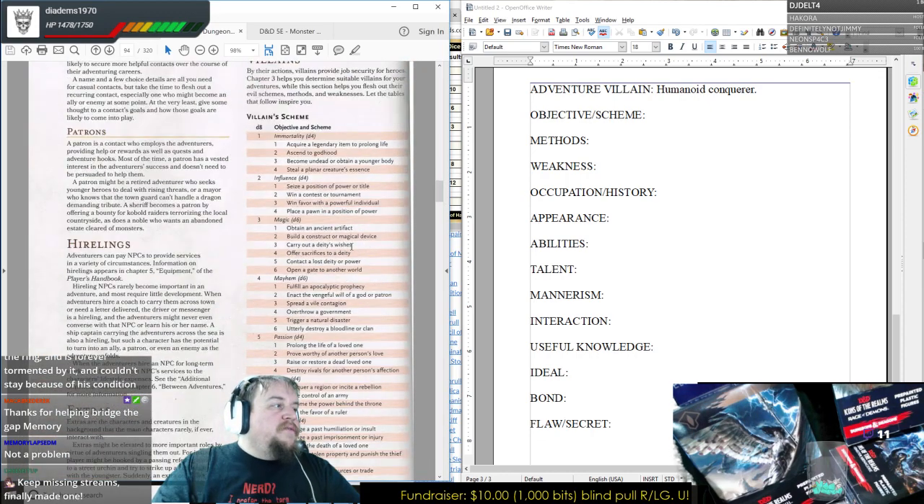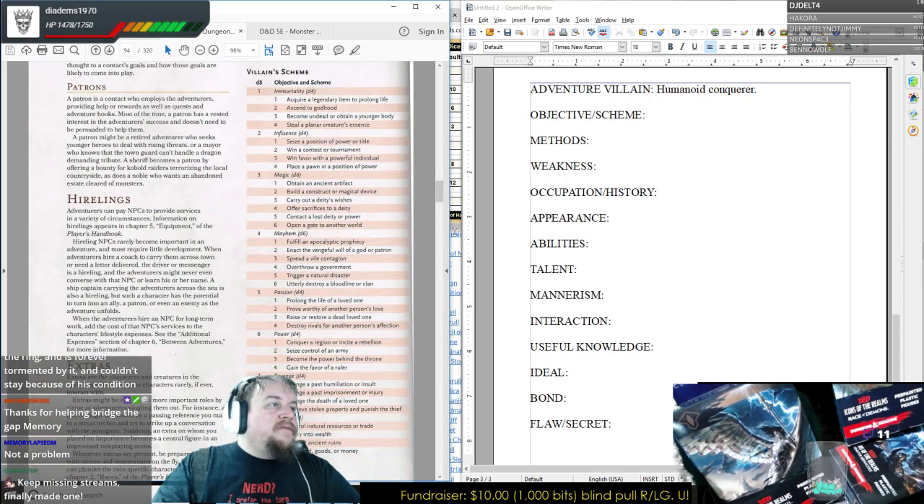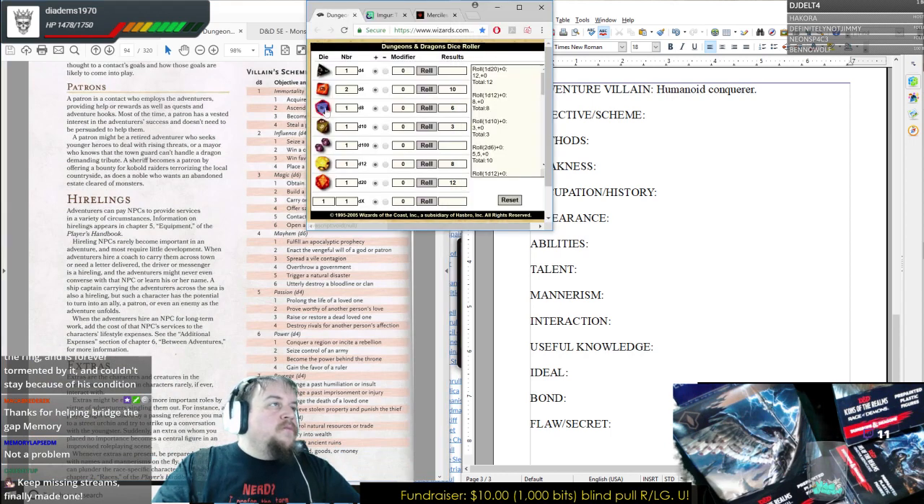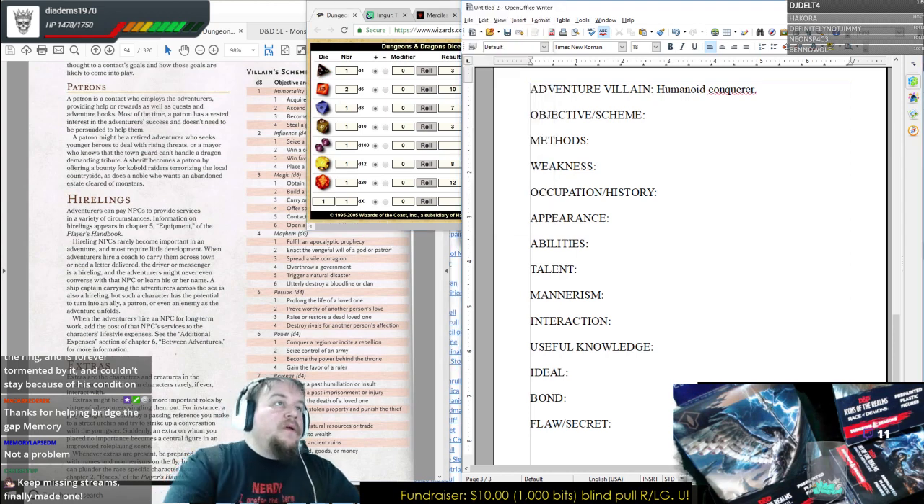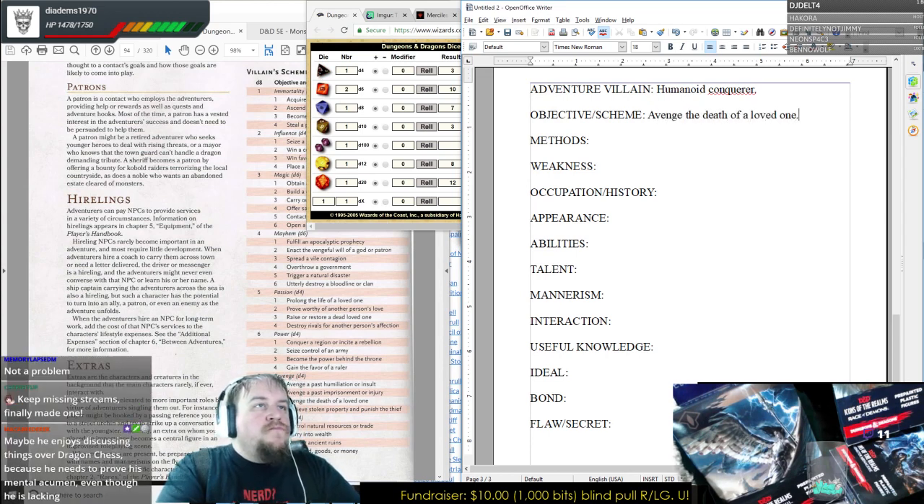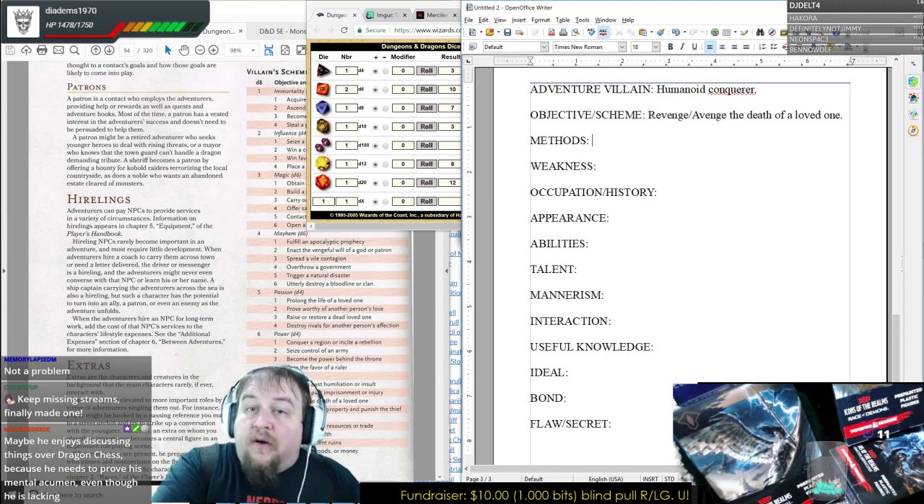All right, objective or scheme. D8 first. A 7. Revenge. And within revenge, we're going to roll a D4. 3. Avenge the death of a loved one. Ooh. That can create a whole other interesting side or backstory.